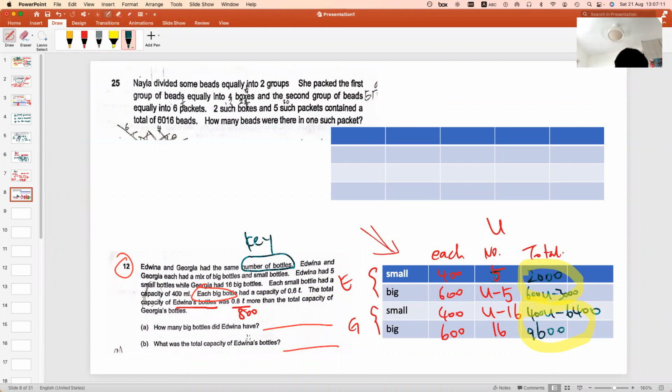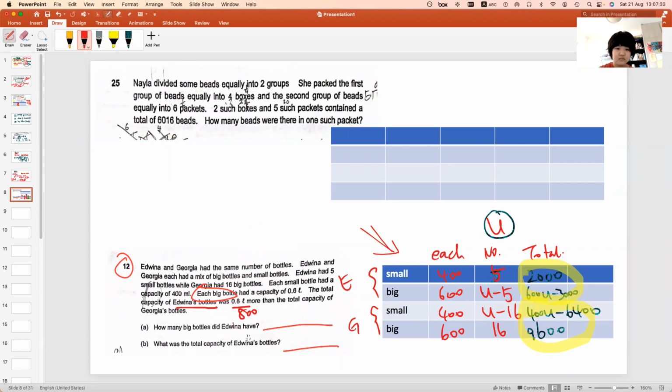Okay, so like I said, the key for this question is this. Number of bottles is the same. So if you assume that the number of bottles is U, therefore you have U minus 5 for big, and then you have U minus 16 for small. So once you have this table filled up, all you need to do is form an equation.